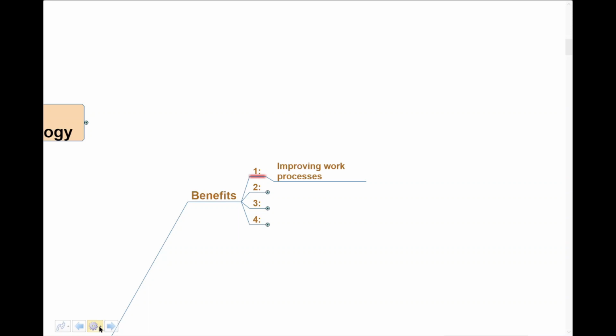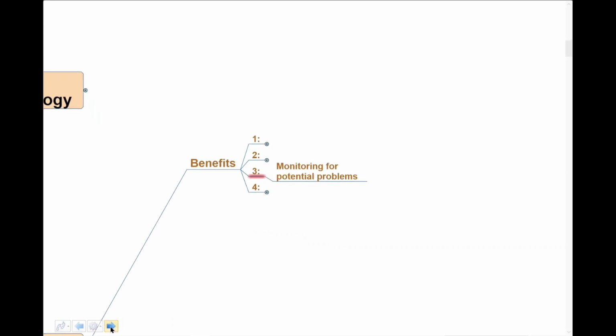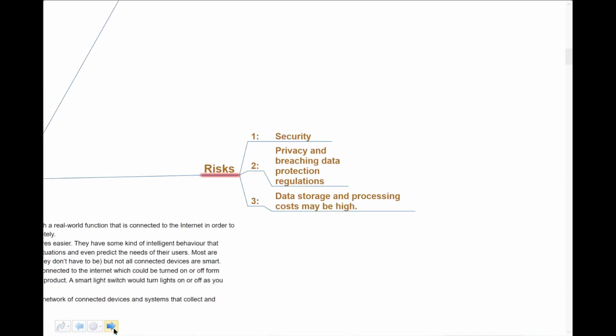In terms of the benefits of smart technology, certainly improving work processes across the board. Secondly, making people, processes and devices much more efficient. Over and above that, the potential for problem monitoring, and finally, really allowing businesses to think in different ways about possible strategies going forward, using this sort of technology. As with everything, though, the risks are always there. Certainly, as we've said up top, security risks pervade this area.